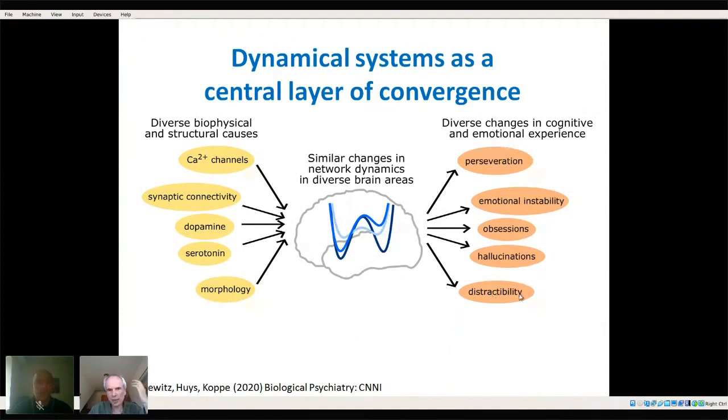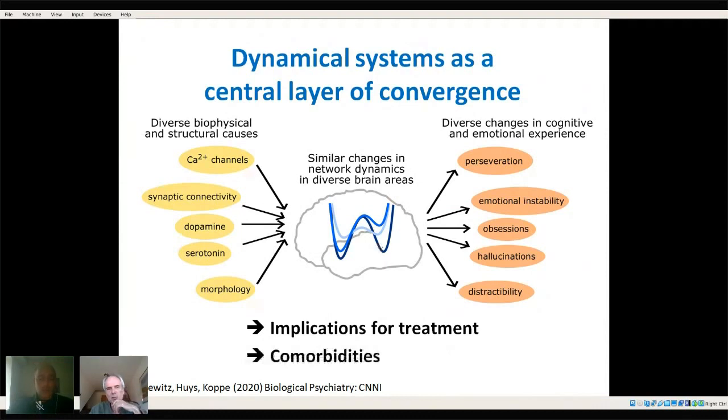That's very important in our minds, because it might have fundamental implications for treatment: it basically tells you that what you need to do is change the system dynamics. That doesn't necessarily entail that you need to reverse the same biophysical properties that gave rise to the change in system dynamics in the first place. It might also explain comorbidities, because if you have a general change in system dynamics in the brain, it might lead to a number of different symptoms depending on the brain areas affected.